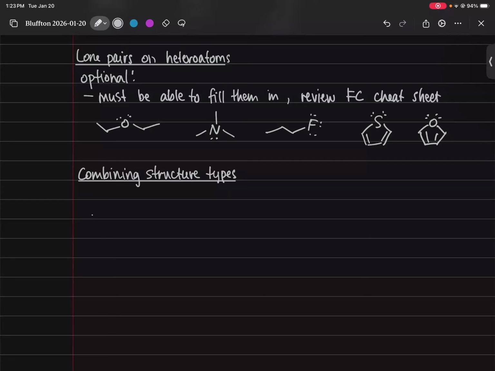So let's take the skeletal structure of this compound, methyl butyrate. Probably smells nice. Usually these compounds tend to smell nice. Anyway, this is a full skeletal structure.